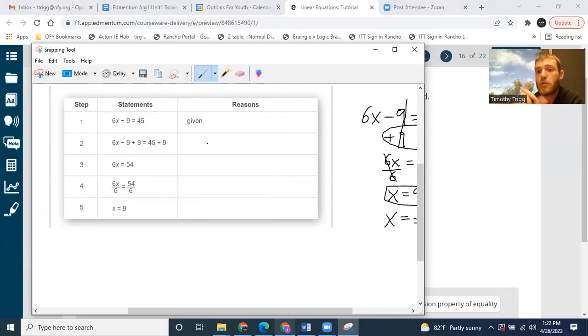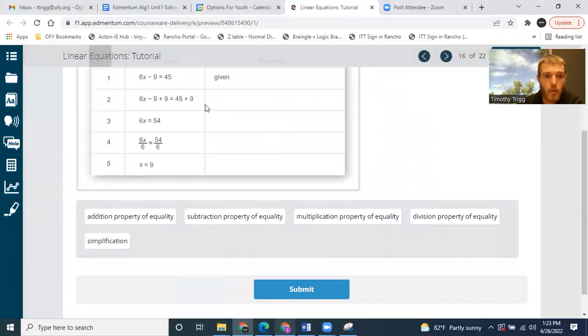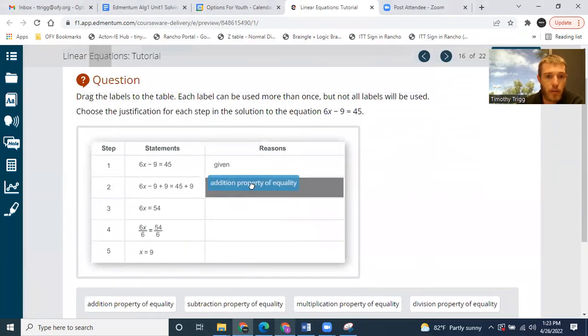Okay, so if you do the same thing on both sides of the equation, that's going to be a property of equality. So if we add to both sides, that's going to be an addition property of equality. If you subtract on both sides, it's subtraction property of equality. If you multiply on both sides, it's multiplication property of equality. So here we're adding 9 to both sides of the equation. So the reason here is going to be the addition property of equality. Okay, so we're going to put addition property of equality right here.